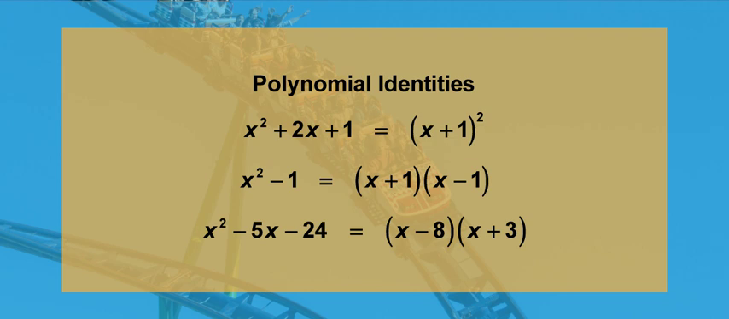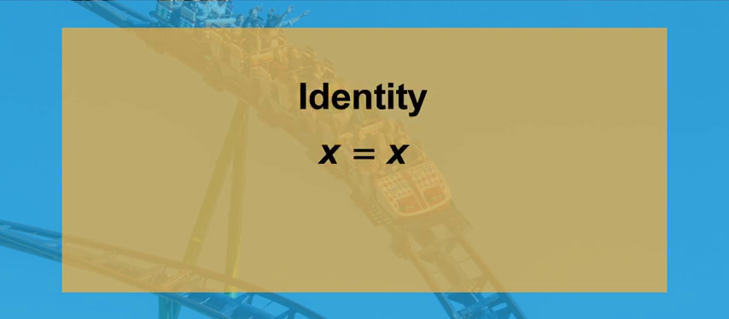An identity is a special type of equation that is true for all values of a variable. This is the simplest identity, x equals x. No matter what value you plug in for x, the equation is always true.